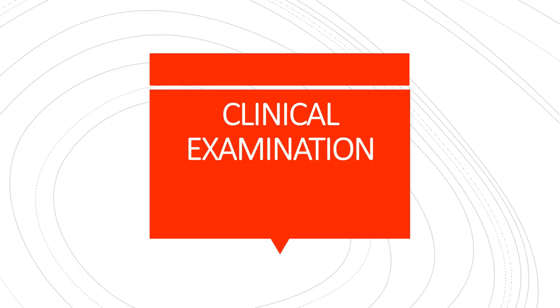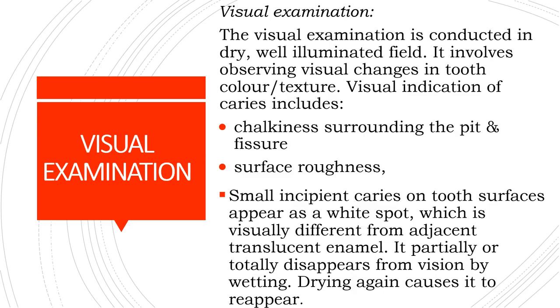After recording the chief complaint and taking the patient history, we come to the clinical examination. The different steps in clinical examination we'll do one by one in detail. The first one is the visual examination. Visual examination is when you just look at the concerned area. Since we are only looking at the area, it better be dry and well illuminated or a bright area. Then it involves observing the visual changes in the tooth color or texture.